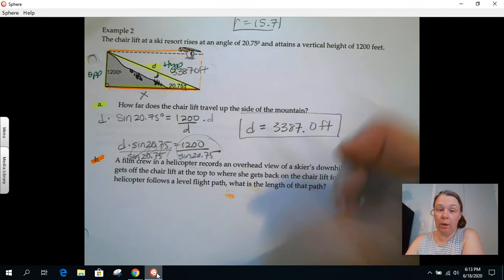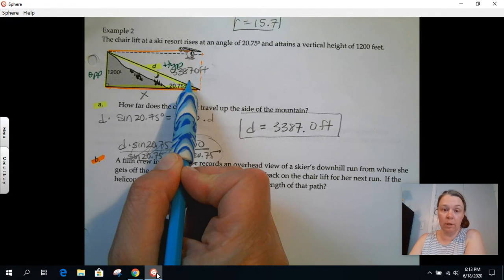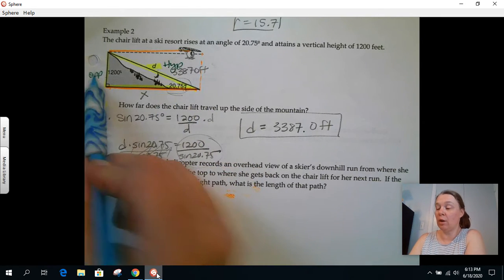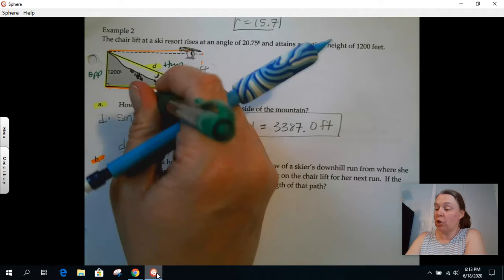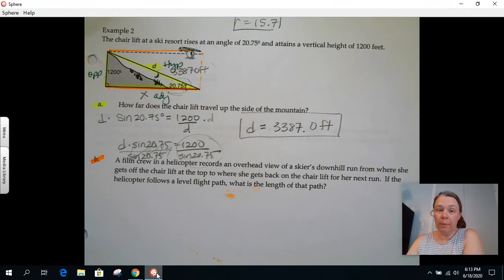I could use the Pythagorean theorem, right? I could do 1,200 squared plus x squared equals 3,087 squared. I could solve it that way. I could say I'm going to keep the 20.75 degrees. This is opposite. Oh, what am I looking for now? That's adjacent. What relates opposite and adjacent? I could use the tangent. So there are lots of different choices. Do whatever you feel most comfortable with.